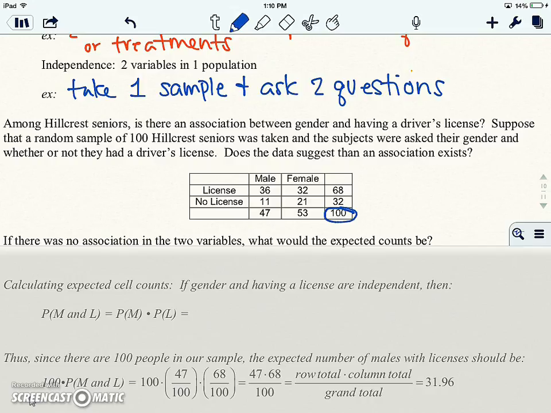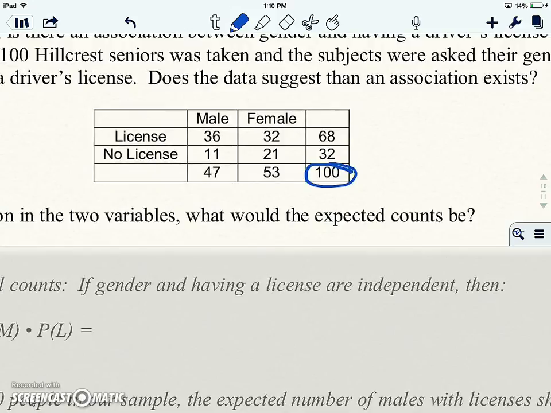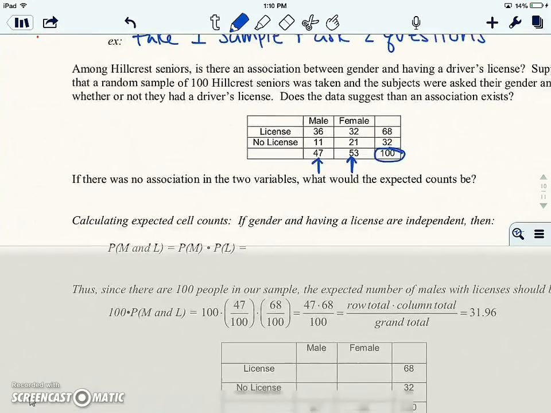36 males had a license, 11 did not. 32 females had a license and 21 did not. And again, with this type of test, you do not want to force the number of males and the number of females to be the same, or you invalidate your test. You can just say, I'm going to survey 100 people, randomly pick them, and then I say, are you male? And do you have a license? One population, two questions.